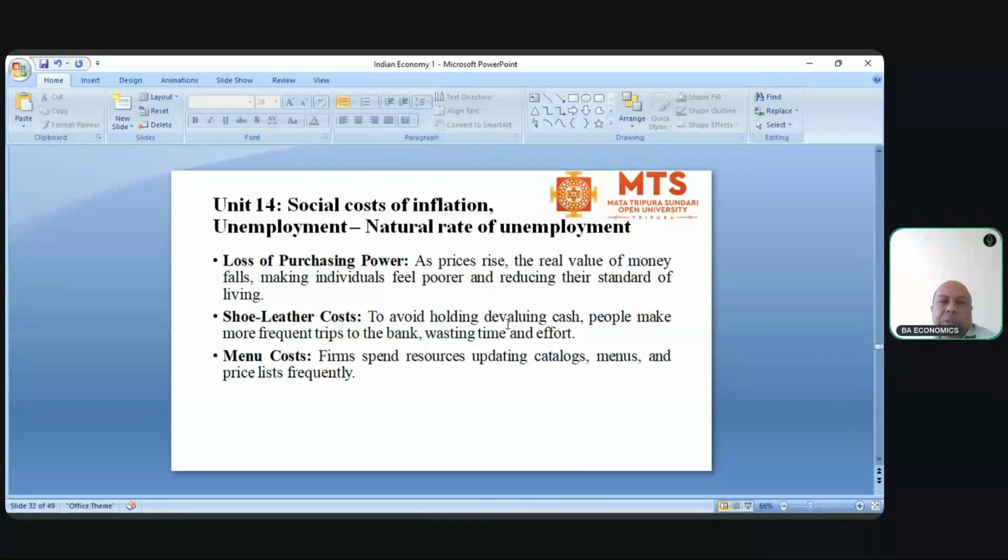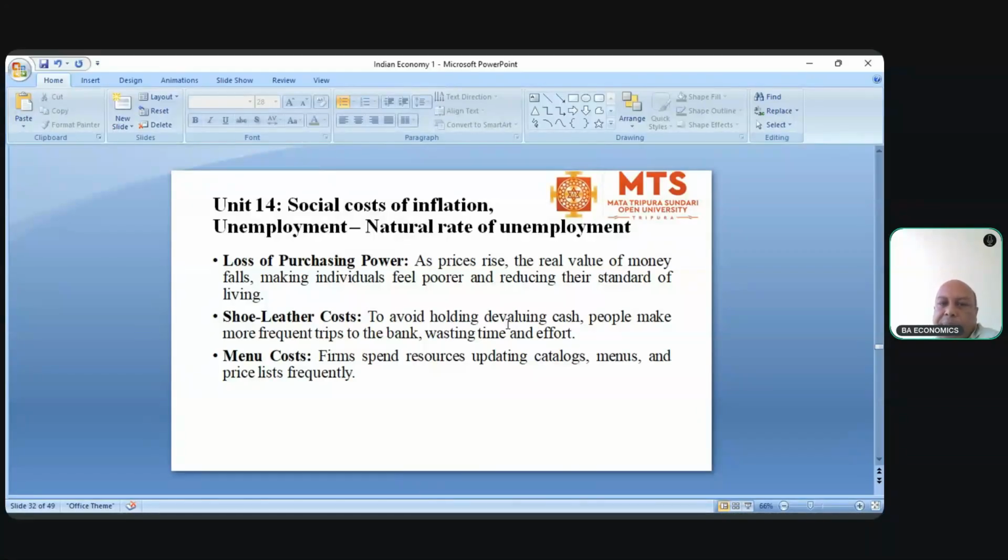So in this I have completed the first unit. The first unit discusses inflation, meaning, causes and effects, and also the various policies for mitigating the inflation effect. The next unit, unit 14, discusses the social cost of inflation and also unemployment, especially the natural rate of unemployment.